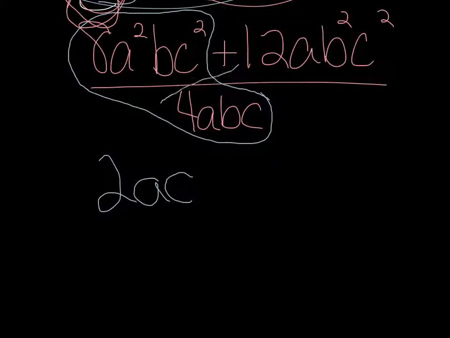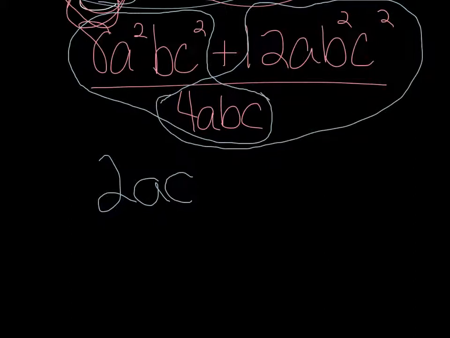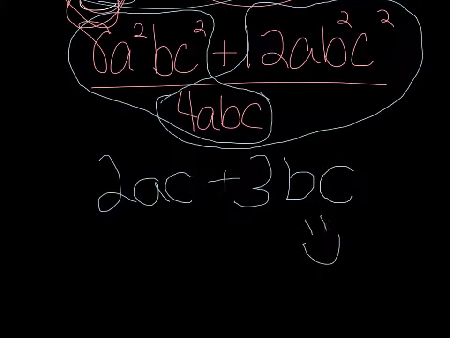Then I need to divide my second term by my denominator. So if you look just at your numbers, I have 12 over 4, which gives me a 3. And then I have an a over a, so the a's cancel out. I have b squared over b, which just leaves me with 1b. Then I have c squared over c, which leaves me with a c. So your final answer should be 2ac plus 3bc.